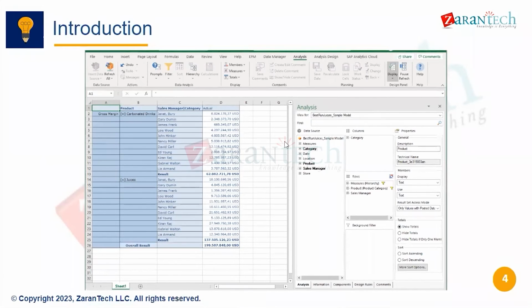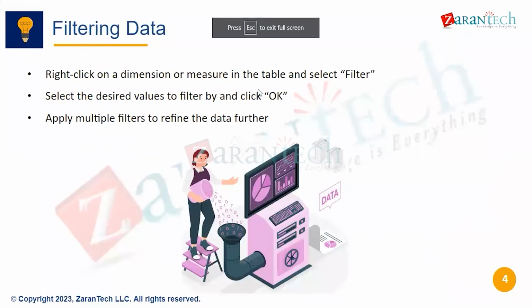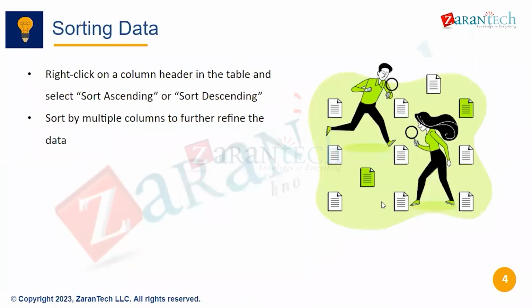So coming back to the other slide. Filtering data is basically when you choose a large set of data and you want to further drill down or check the data for a particular data set. That's why filtering data is useful.